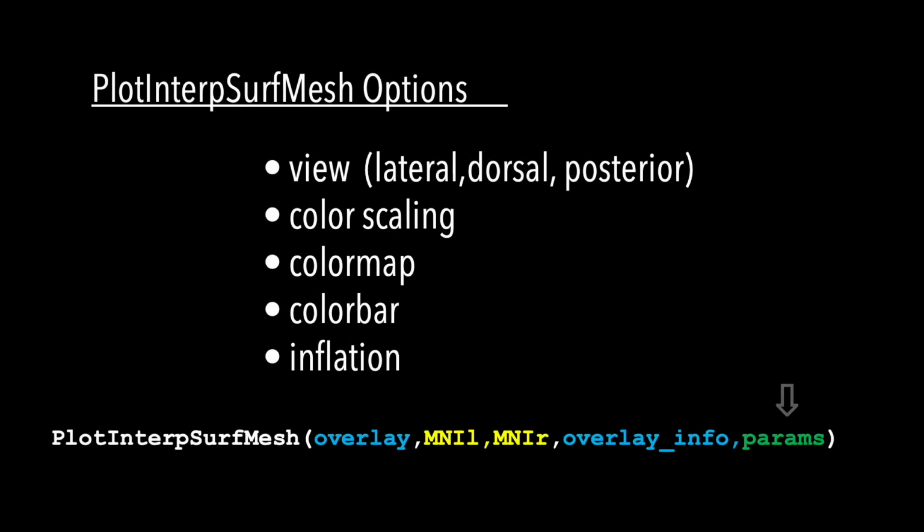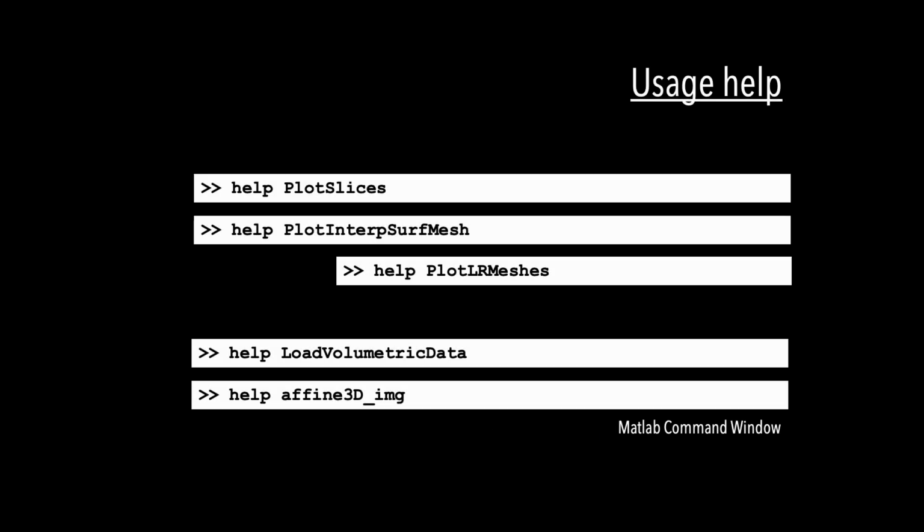Other customizable plot interp surf mesh parameters include view selection, scaling, color map, and display of a color bar. Usage information for all of the functions presented here is available using the MATLAB help command. Note some of the parameters used by plot interp surf mesh are described in the helper function plot LR meshes.